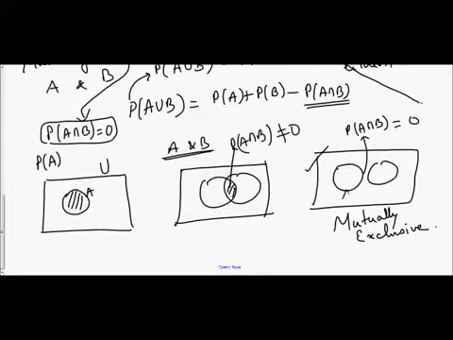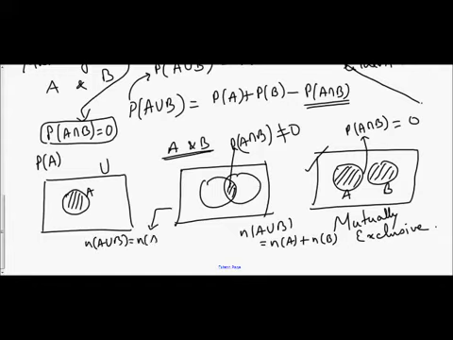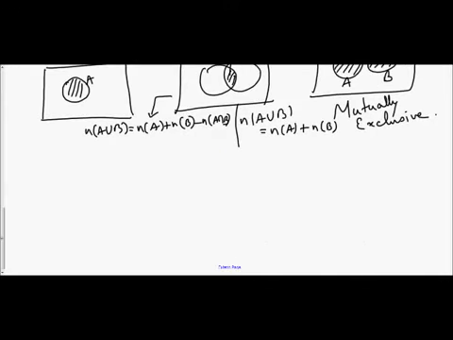So what you can see here by this diagram is for mutually exclusive events, number of elements of A union B is number of elements of A plus number of elements of B, right? Whereas in this case, n of A union B would be n of A plus n of B minus n of A intersection B, right? Because you are adding it twice. You know about how to find this. Now if I divide both sides by n of U, that's how we are getting that formula.